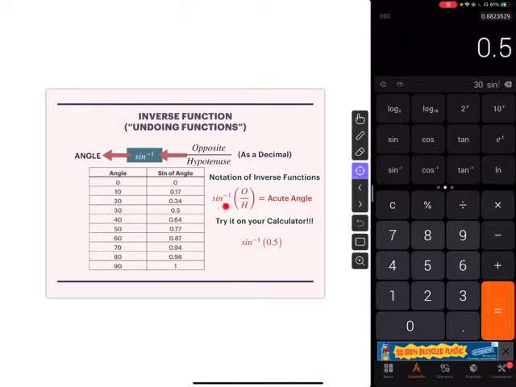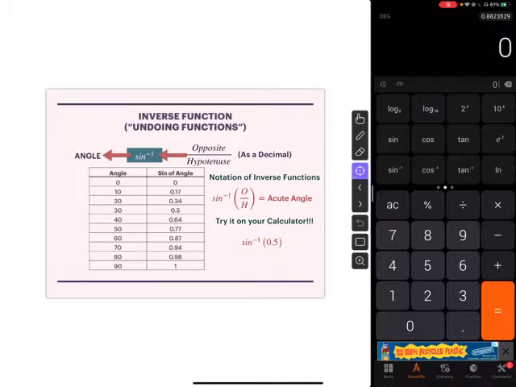And what the inverse of sine does is it takes the ratio, this answer here, and maps it back to the acute angle that it came from. So it just undoes what the sine function does. You can try it on your calculator. We just found out that the sine of 30 degrees was a half. Now what happens if we do the inverse sine of a half?